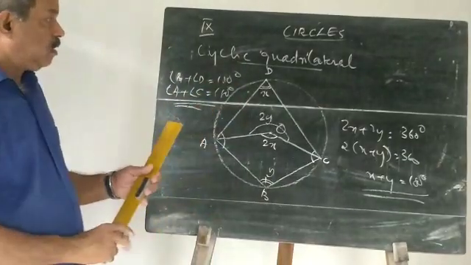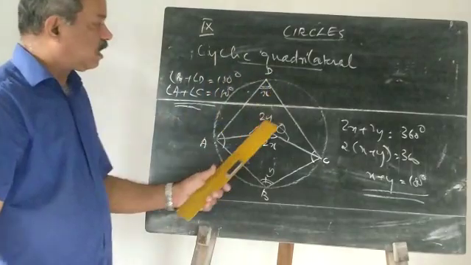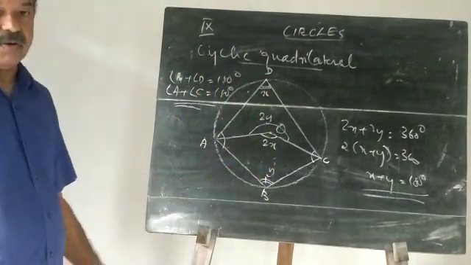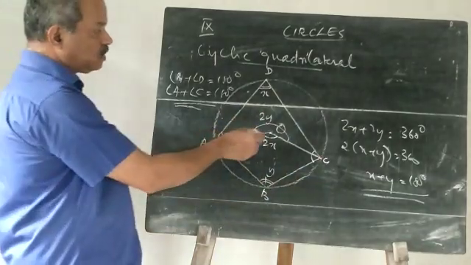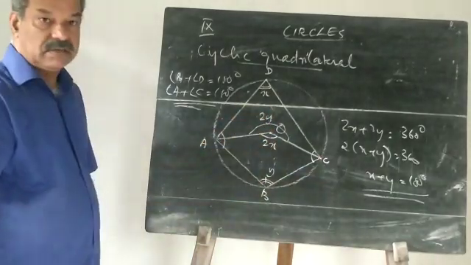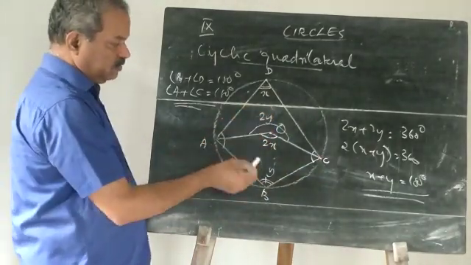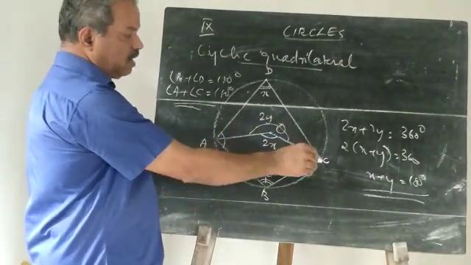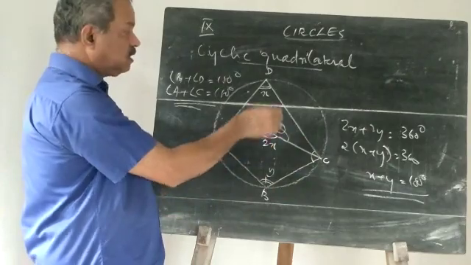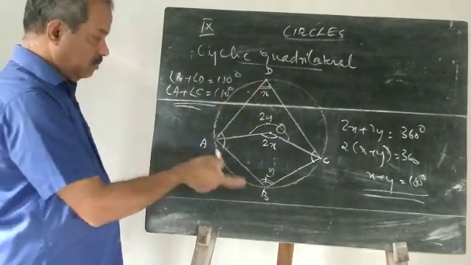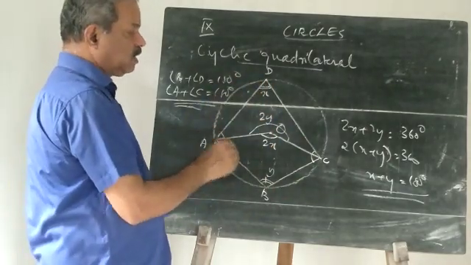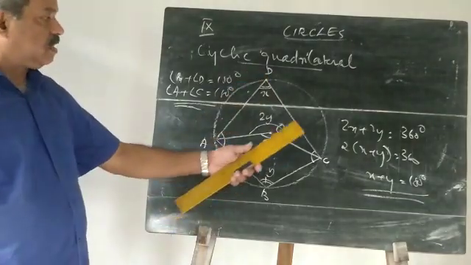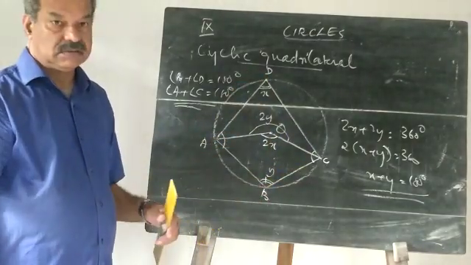That is, opposite angles of a cyclic quadrilateral are supplementary, or their sum is 180. Using the theorem we have already learned, we can prove this. Which theorem do we use here? The angle subtended by the arc at the center is double the angle subtended by the arc at the other part of the circle.